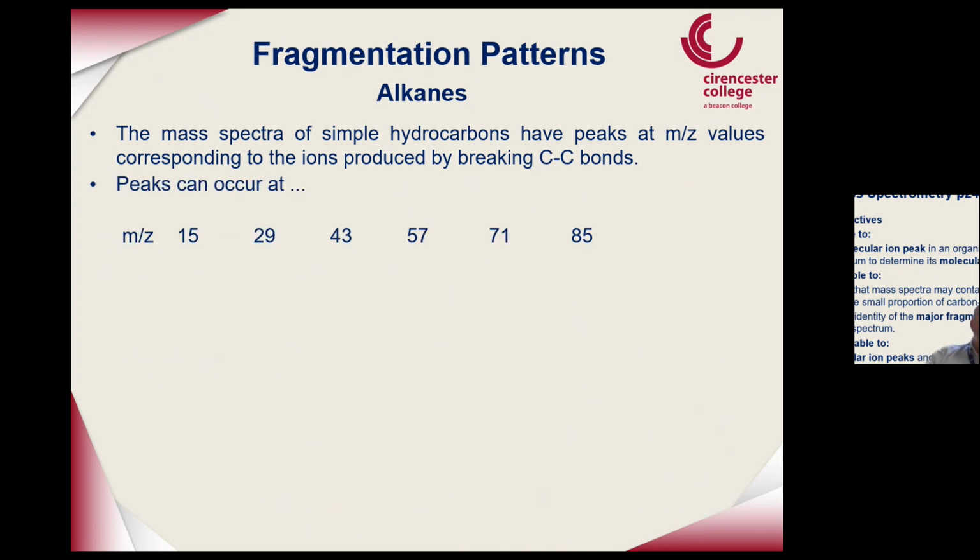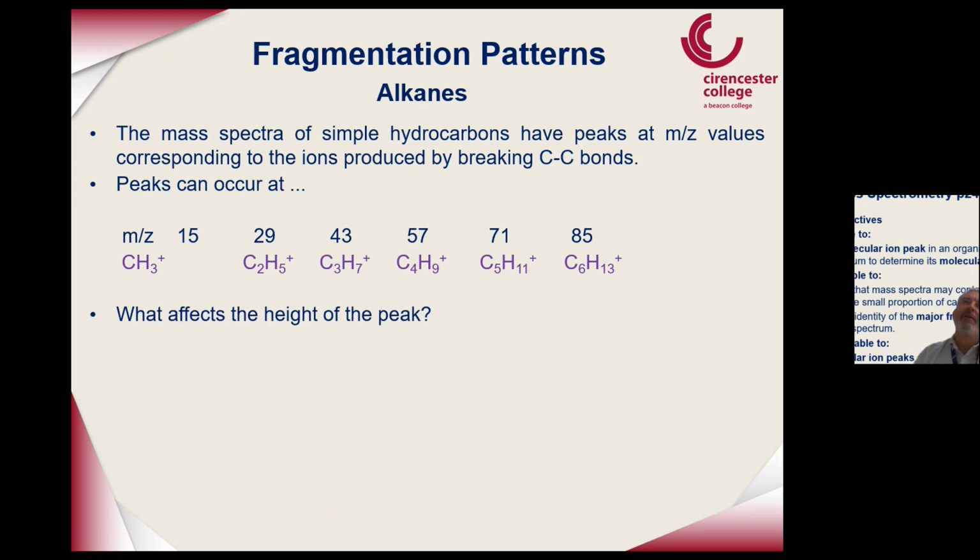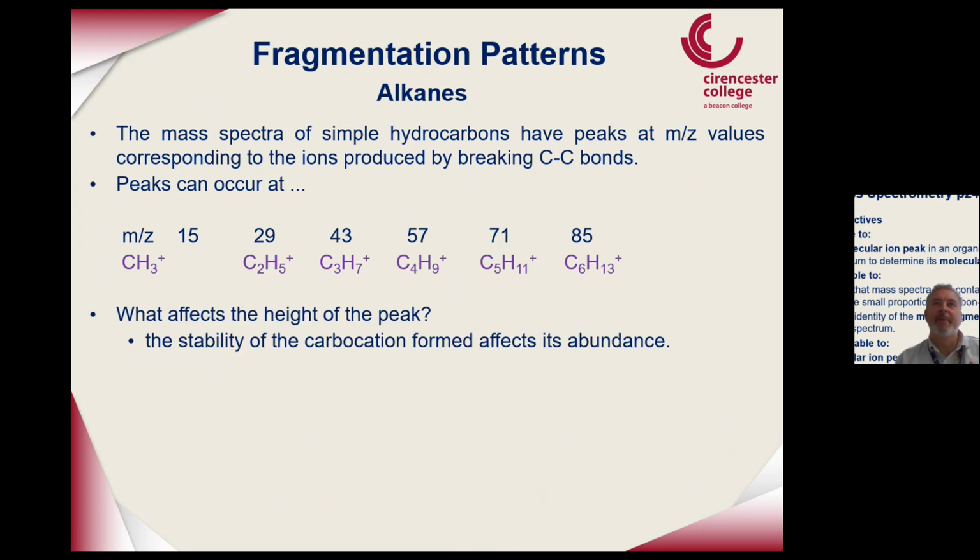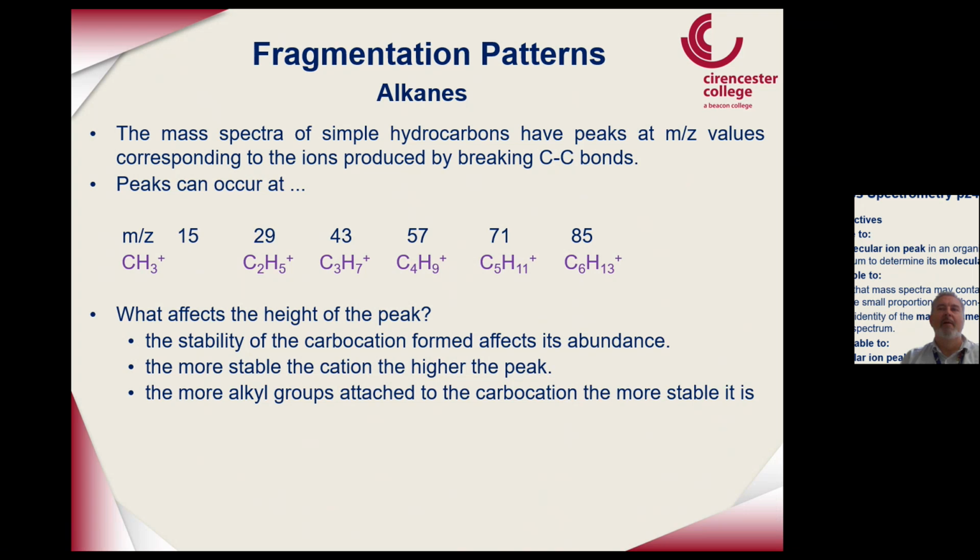Peaks can occur at the mass of simple fragments, and those are going to be very common peaks to have, especially with straight chain alkanes. 15 is a methyl group, 29 is ethyl, and so on. What's going to affect the height of the peak? The stability of the carbocation formed affects its abundance. So the more stable the cation, the higher the peak. If we've got branches either side of it, that's going to make a more stable one. So the more alkyl groups, the more stable.